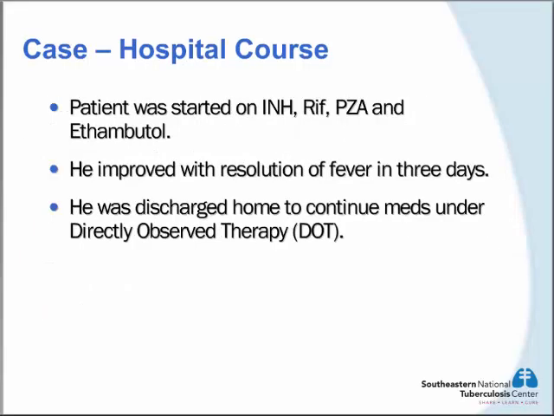The patient, based on these findings, was just the PPD on its own and the fact that it wasn't responding to IV antibiotics, was started on 4 drugs, INH, rifampin, pyrazinamide, and ethambutol, and he improved with resolution of the fever, and he was discharged home to continue therapy with direct observed therapy.